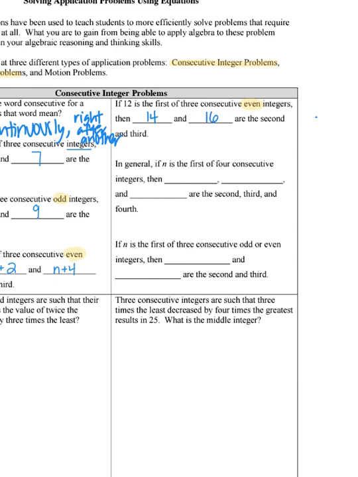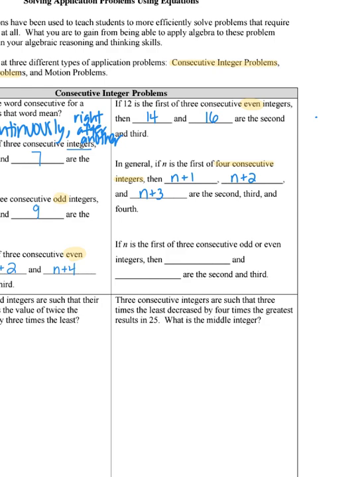So in general, if n is the first of 4 consecutive integers, now again, this is specifying consecutive integers. It does not say even or odd. So if n is the first, what's the next consecutive integer? Well, I'm just going to go right after that, so n plus 1. The next one would be n plus 2, and the next one would be n plus 3.